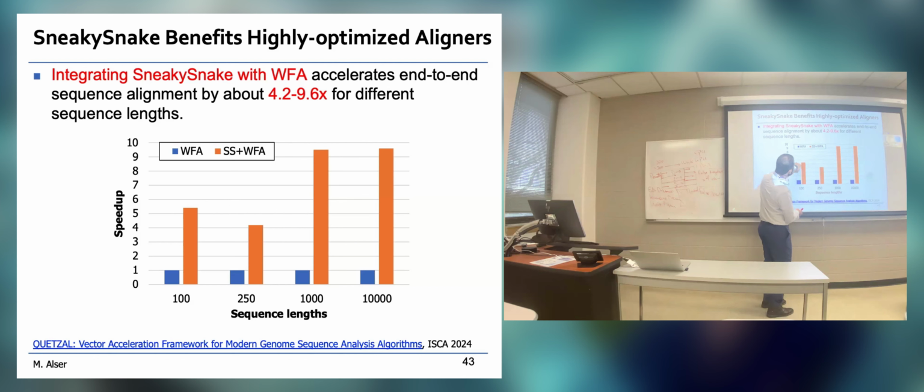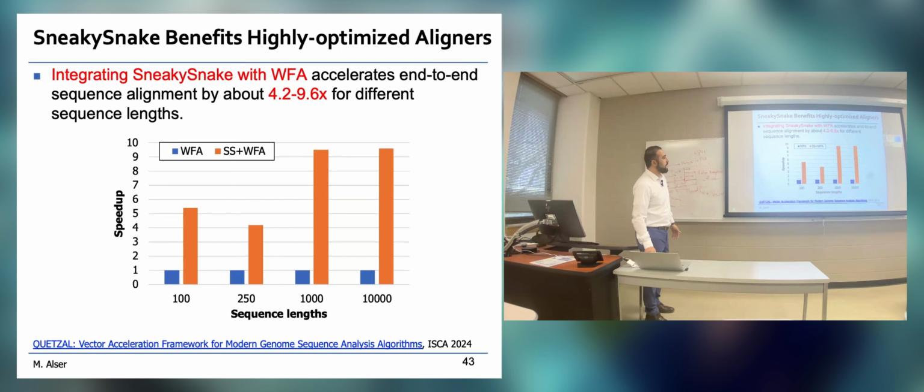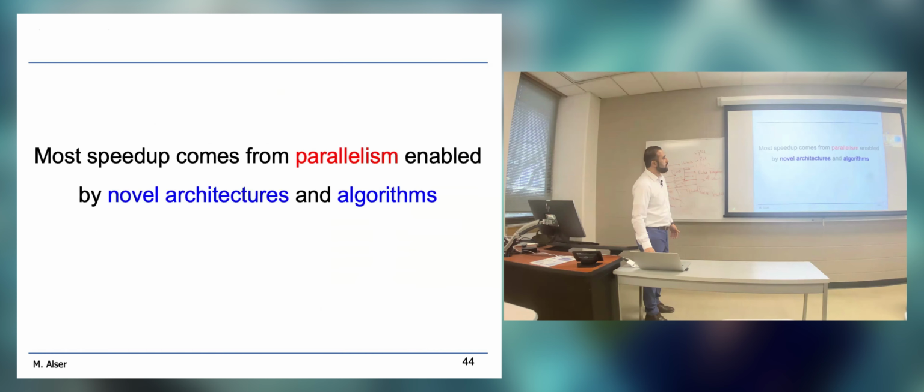Now this Sneaky Snake tries to filter as much as possible, and then only the remaining will be sent to the wavefront algorithm, and you can see how much speedup you would get even with variable length of sequences. With short reads and with long reads as well, you still maintain very high speedup. And that is the goal of why we merge pre-alignment filtering with sequence alignment: to accelerate the entire pipeline. That would be the key takeaway out of this paper.